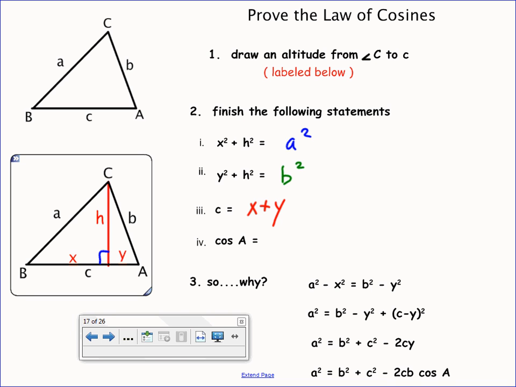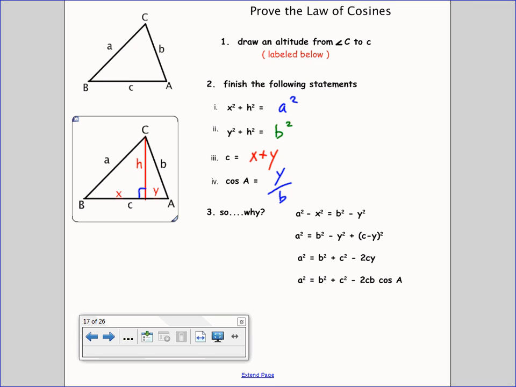Cosine of angle A is a ratio, adjacent over hypotenuse. What side length is adjacent to angle A? Well, that's touching but not the hypotenuse, so that's y, over the hypotenuse, which is b. So why? Well, if we rearrange that top, a squared minus x squared equals h squared, and b squared minus y squared equals h squared, so we could set those equal to each other. We could substitute in our given information, rearrange, substitute again, and voila! We get one form of the law of cosines.